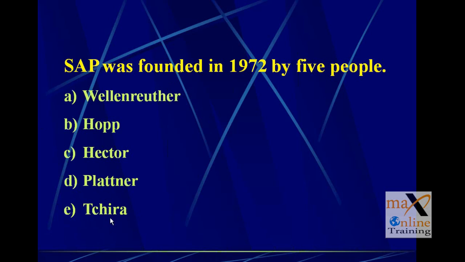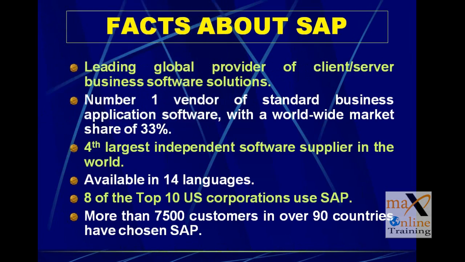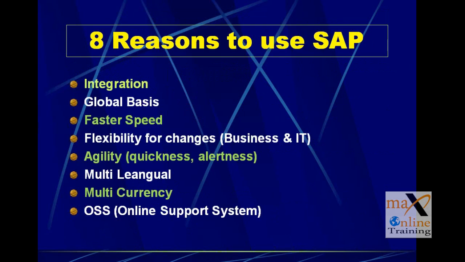You can also see the names of the employees here. SAP AG is the company name. It's totally a German-based company, located in Walldorf, Germany. So in 1972, this SAP was called SAP R/2.